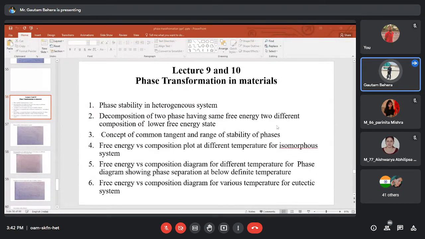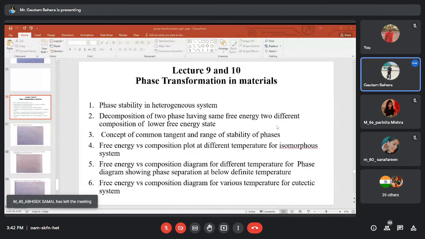And also, we have seen how to show delta H mix in form of a plot in a free energy versus composition curve, how to show delta S configuration or delta S mixing, how to show minus T delta S mixing, right? A lot of things. Also, we have derived expressions for the free energy for an ideal solution, free energy for a regular solution. So a lot of things we have discussed up to lecture 8.